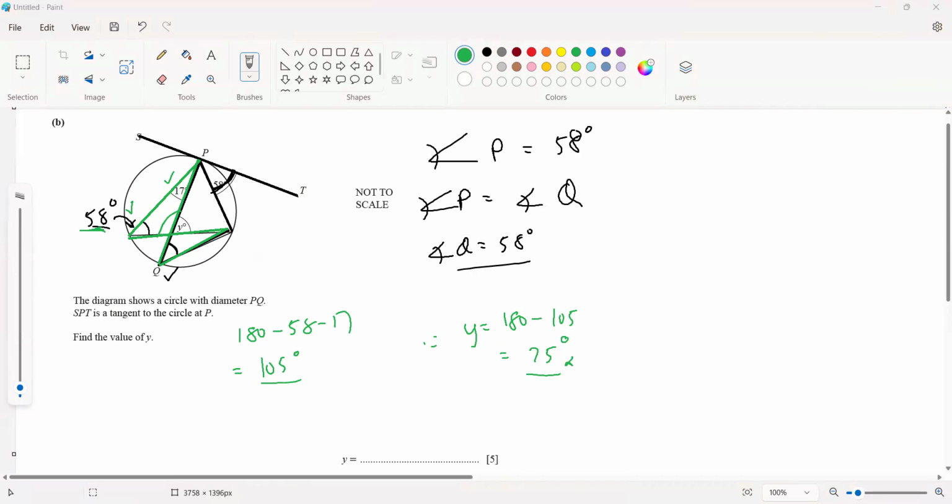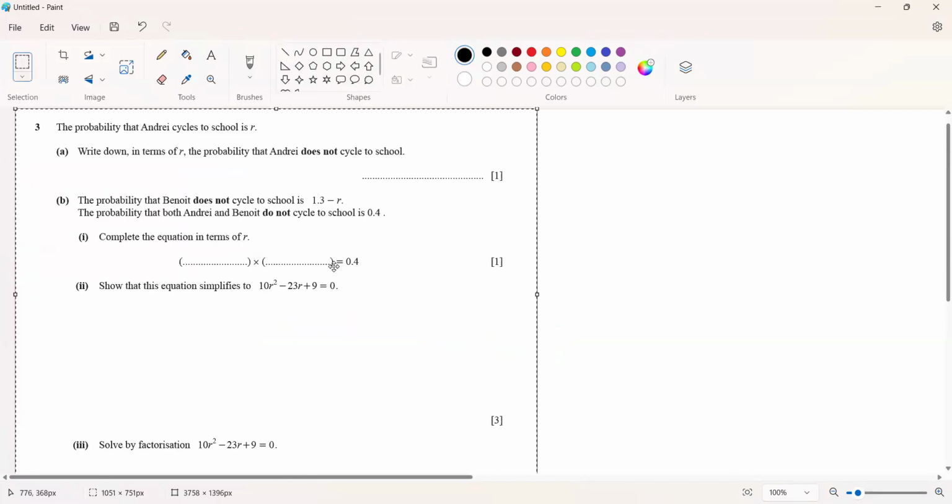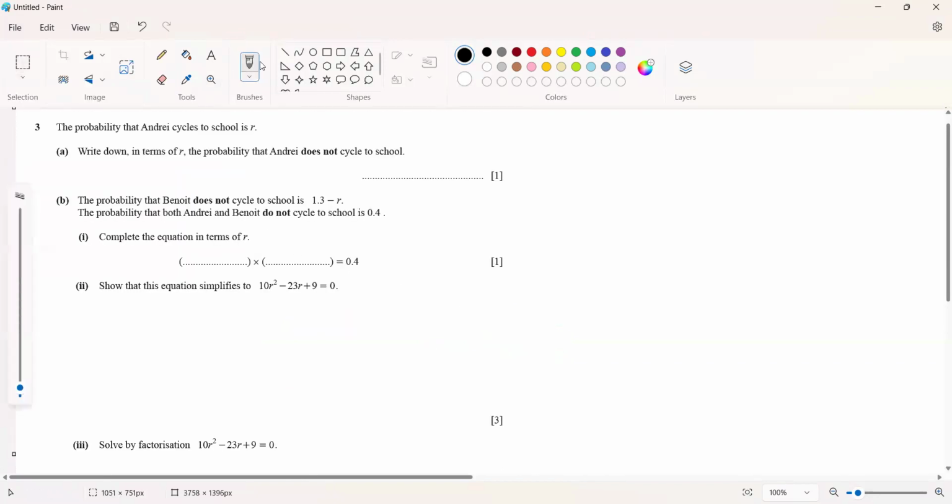So that's done. So in question number 3, this is a 3-part question. Write down in terms of R the probability that Andre does not cycle to school, given that his probability is R. So if he doesn't cycle to school, in other words, his probability is 1 minus R. This is the probability of him not cycling to school.